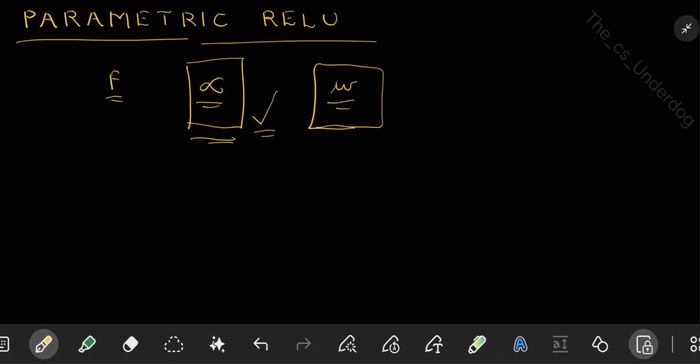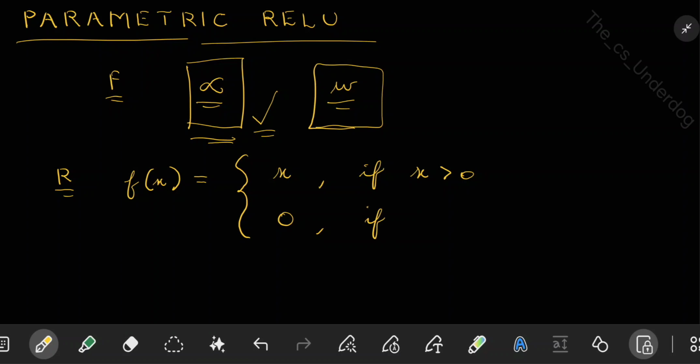In case of your normal ReLU, what was the function that we had? The ReLU function f(x) is equal to x if x is greater than 0, and 0 whenever x is less than or equal to 0. This was the case in the ReLU activation function. Thereafter, we came with leaky ReLU. Then what was the difference? In the negative scenario, whenever x is negative, instead of keeping this as 0, we decided to keep it as alpha times x, right?